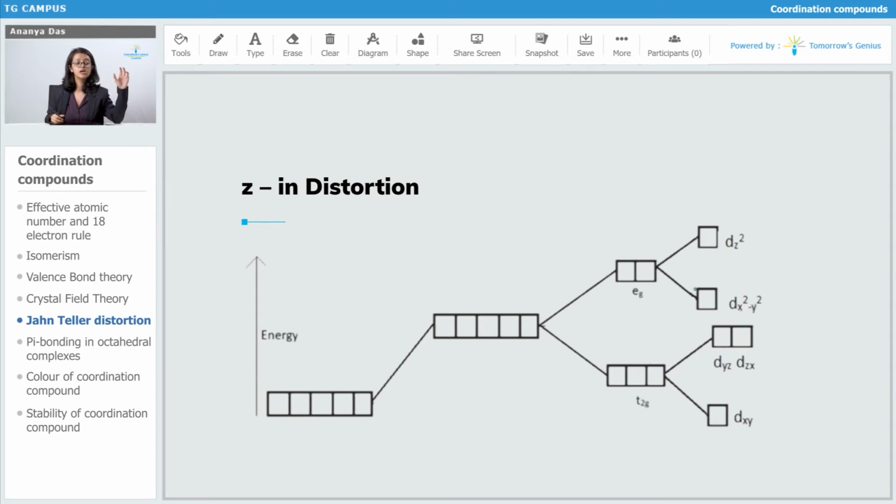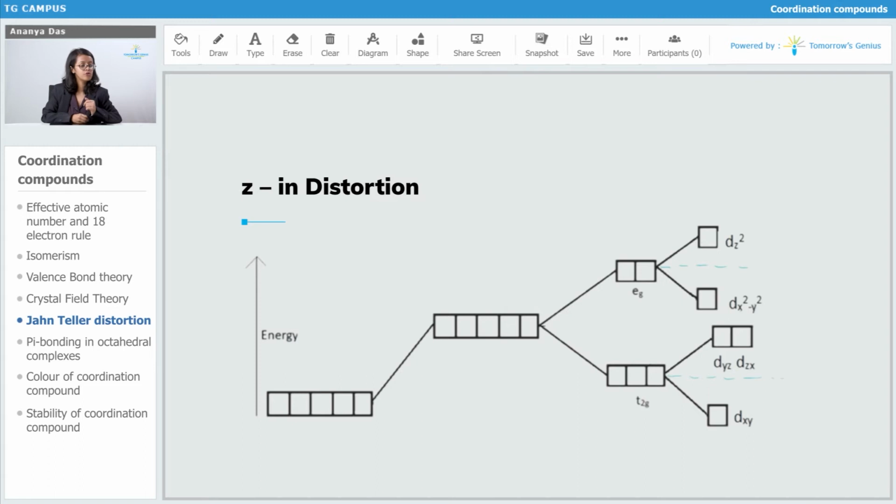After that, when the further splitting of eg and t2g occurs, in that case the dz square is increased in energy, whereas the dx square minus y square decreases in energy. And in this case, the dyz and the dzx are increased in energy, whereas the dxy is lowered in energy. So these are the orbital diagrams for your Z out and Z in. Which complex is going to undergo Z in and which Z out depends upon which one is going to provide more stability.